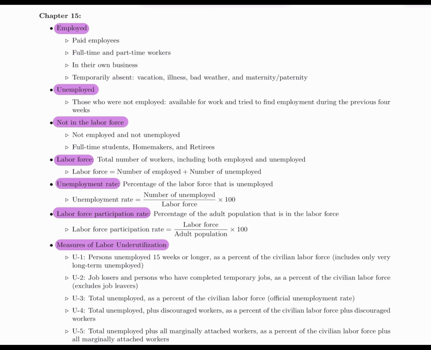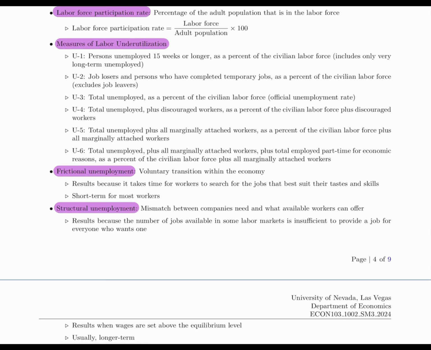Next, you need to know the formulas to calculate the labor force, the unemployment rate, and the labor force participation rate. Then we have the measures of labor underutilization, such as U1, U2, U3, U4, U5, and U6. We did an exercise in a lecture calculating these measures, so please review that.